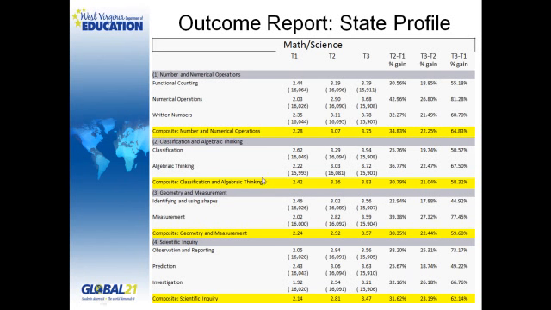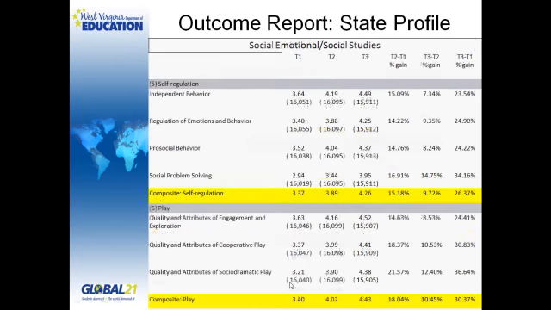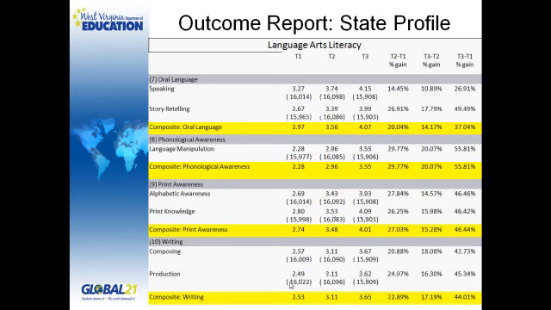So you can also look at each of the additional items here: classification and algebraic thinking, geometry and measurement, scientific inquiry, self-regulation, play, and then of course oral language, phonological awareness, print awareness, and writing.